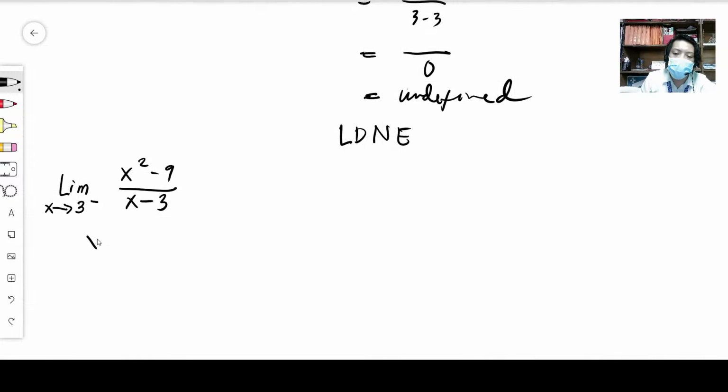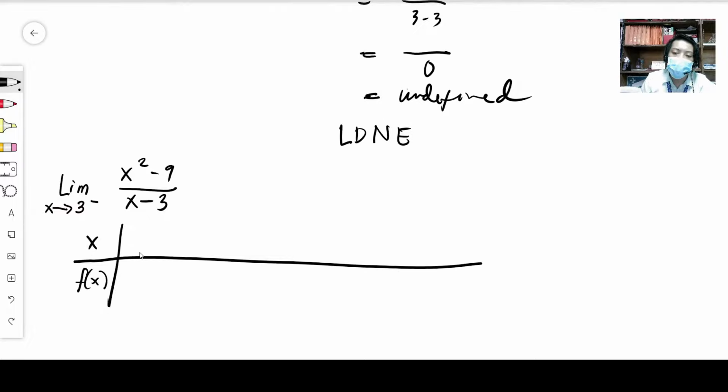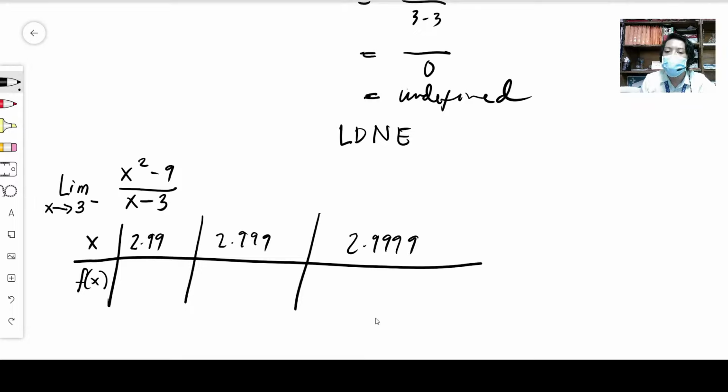Okay, so you have your x, the table of values, and f of x. You have here coming from the left of 3. So this is 2.99, 2.999, 2.9999. Basta approaching 3.